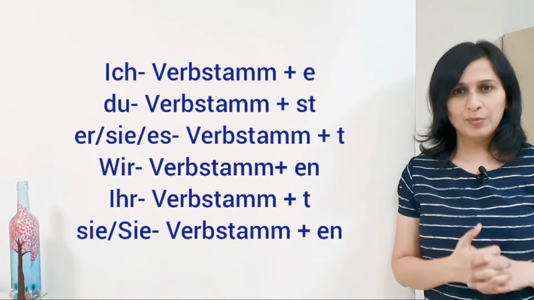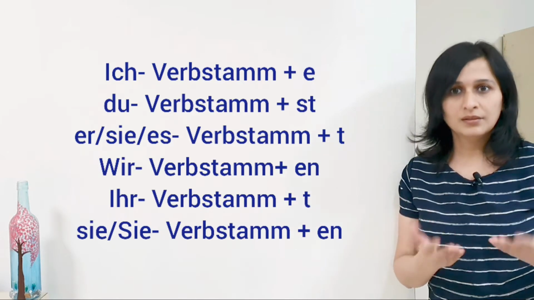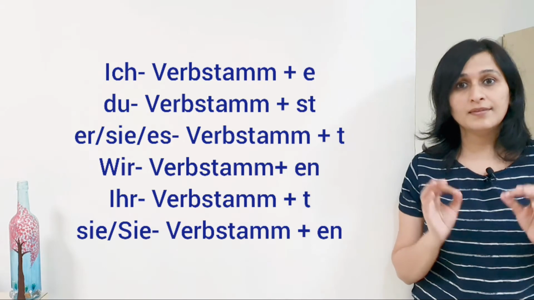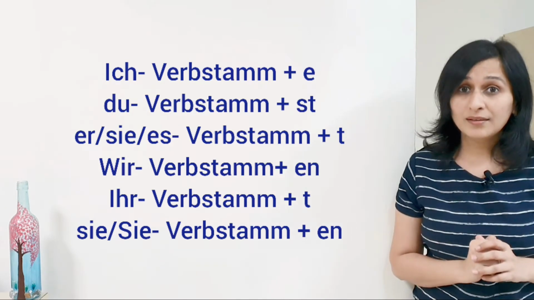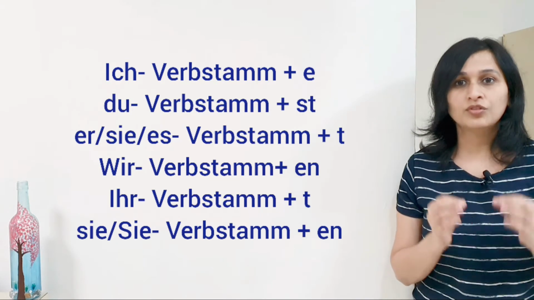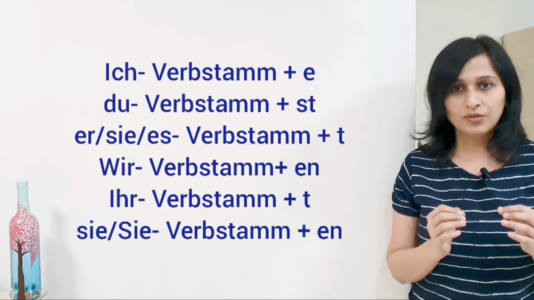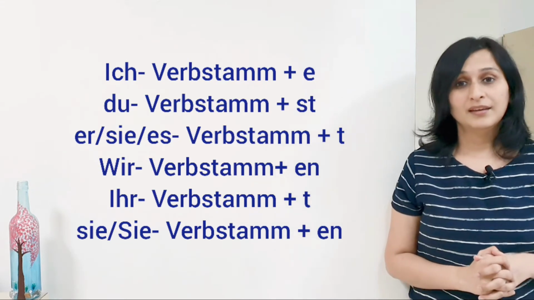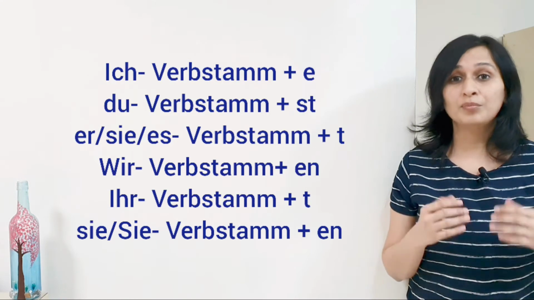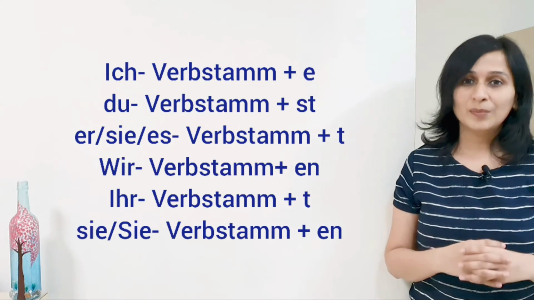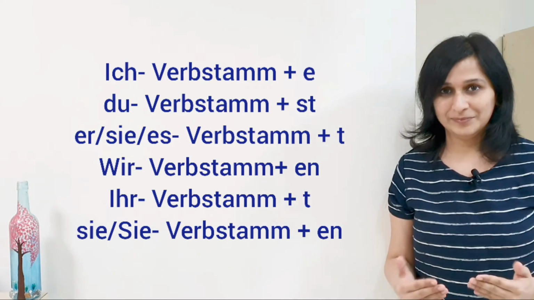Here are the rules of the conjugations of these regular verbs. In case of ich, it is Verbstamm plus e, that is e of English. In case of du, it is Verbstamm plus st. In case of er, sie, es, it is Verbstamm plus t. In case of wir, it is Verbstamm plus en. In case of ihr, it is Verbstamm plus t. In case of sie und Sie, it is Verbstamm plus en.